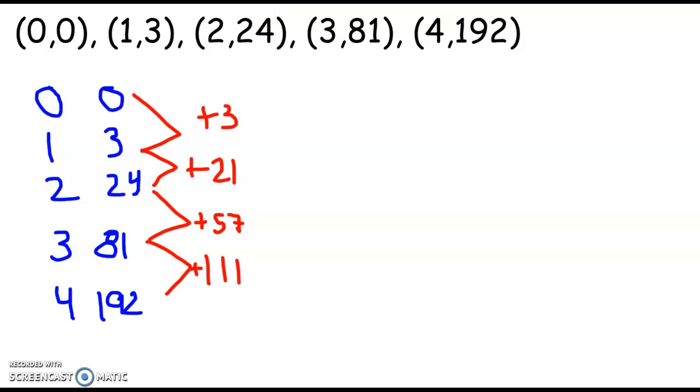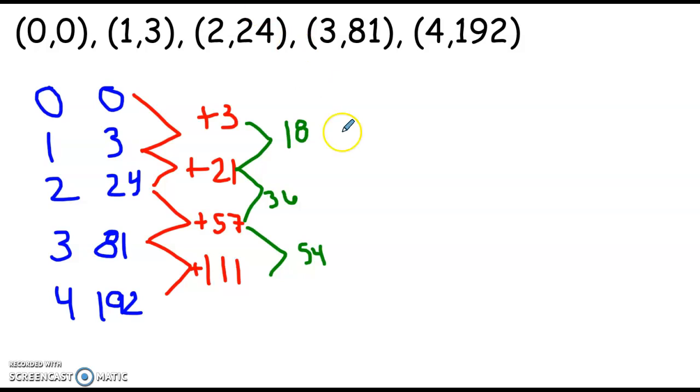So it's not a first iteration, so I'm going to go again. From 3 to 21, well, 21 minus 3 is 18. So we added 18. 57 minus 21 is 36. 111 minus 57 is 54. So the numbers are getting closer together, but they're still not there yet.